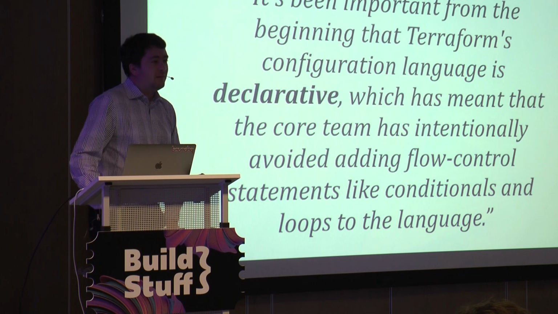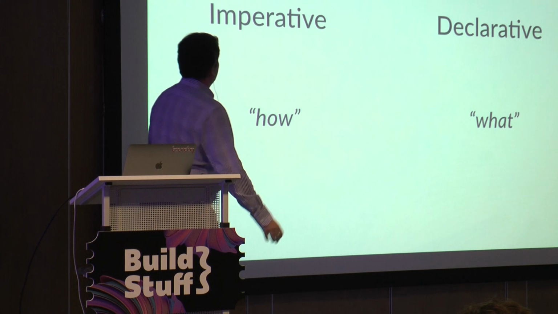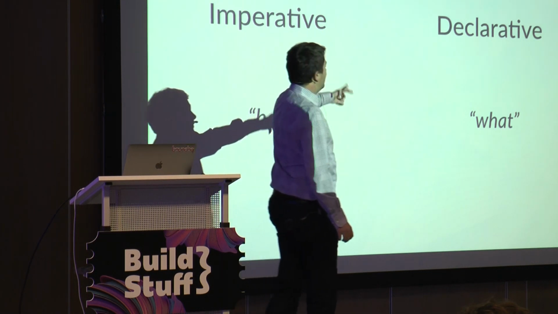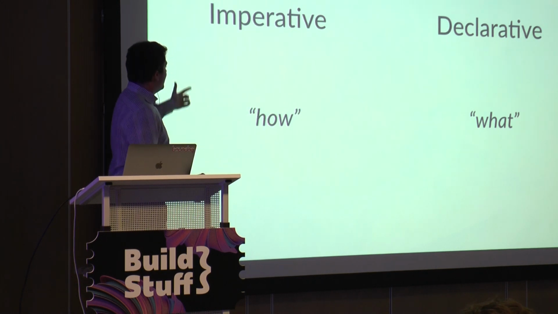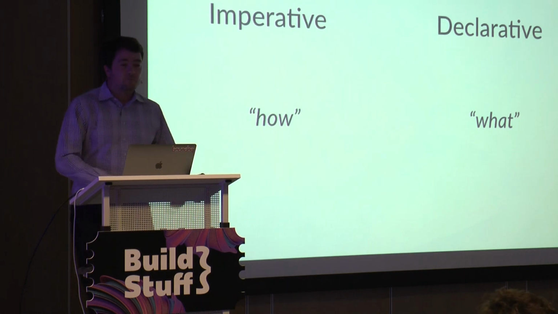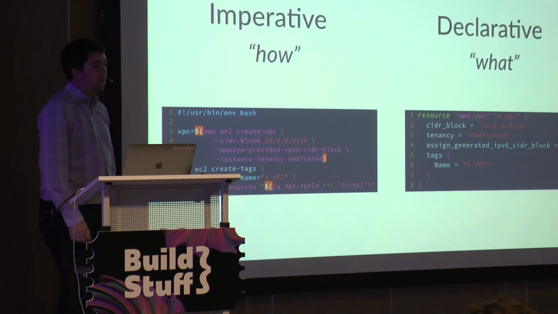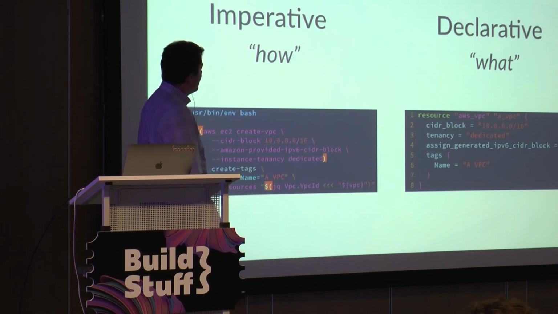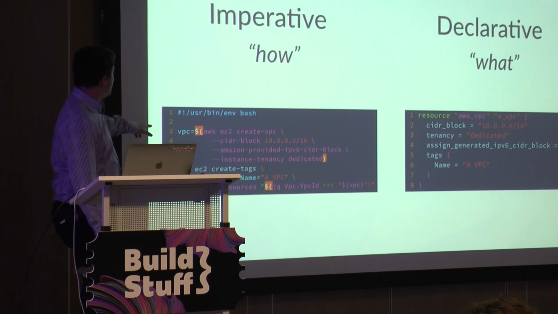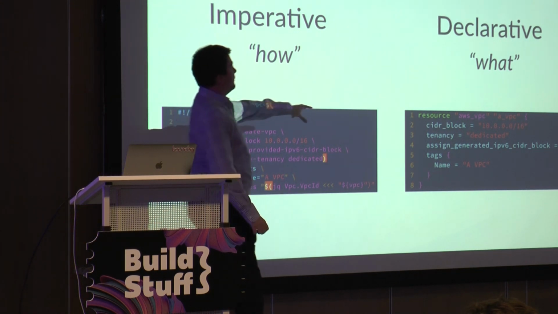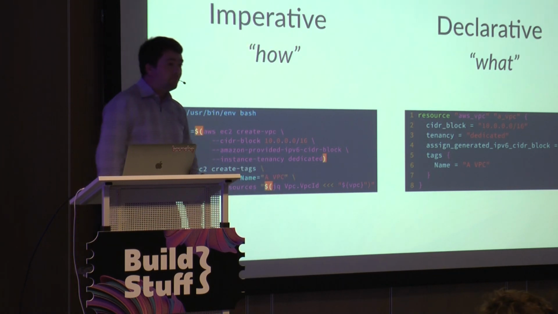As it's a room full of programmers instead of a room full of operators, probably most people already know this, but the difference between an imperative model and a declarative model is that in a declarative model, you say what you want, and in an imperative model, you say how you want it to be done. If we look at a concrete example here, this is some code that creates a VPC in Amazon Web Services. On the left, we have it written in Bash in an imperative style, using the AWS CLI. And on the right, we have a declarative model of it, written using Terraform config.